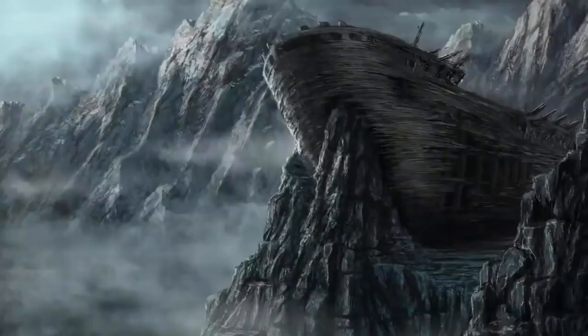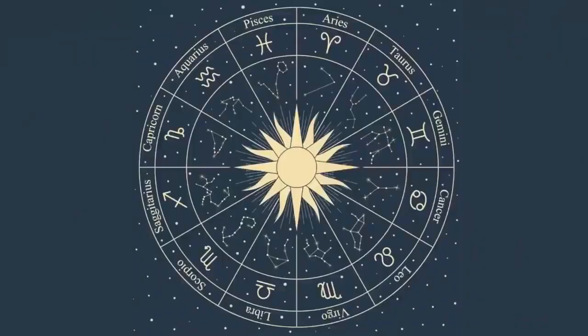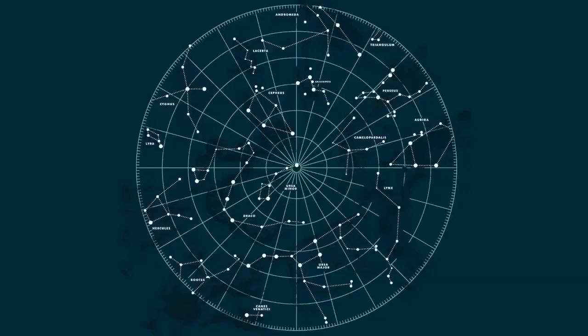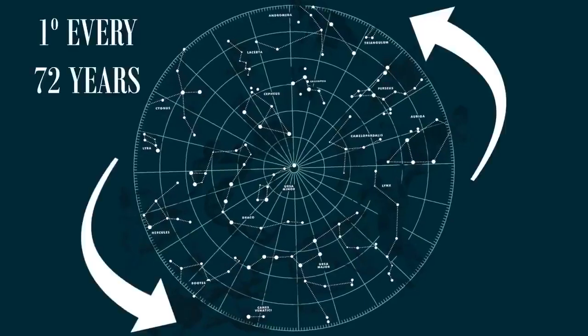Zodiac is an interesting word. Zodiac, the arcs of the zoo. Yes, the parallels with Noah's Ark are strikingly obvious. Each constellation of the zodiac moves from its fixed position in the waters above at 1 degree every 72 years. The stars in the circle above us are fixed in their positions, but every 72 years, the entire circle shifts 1 degree. This is what is called the precession of the equinox.